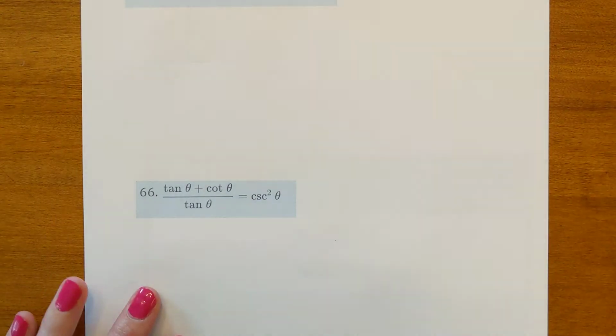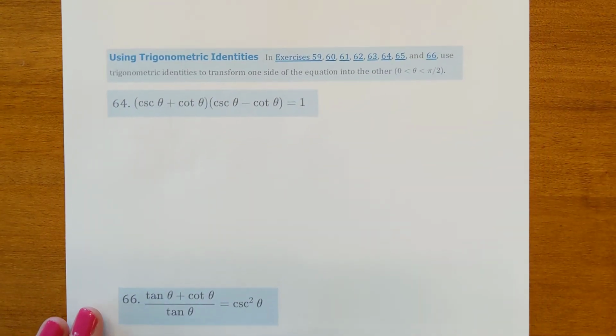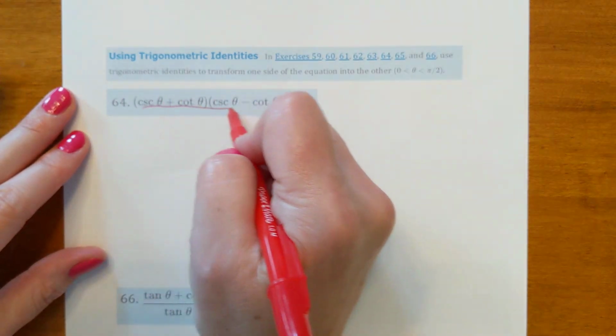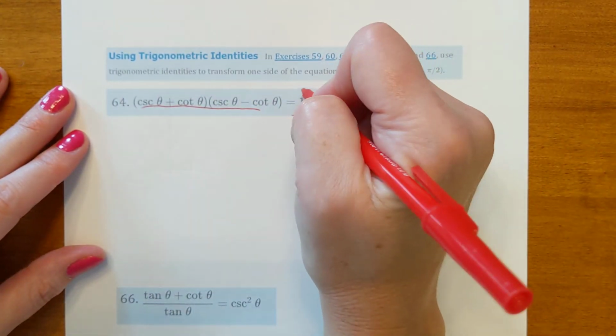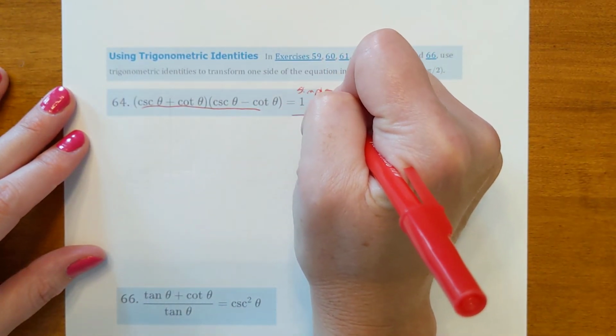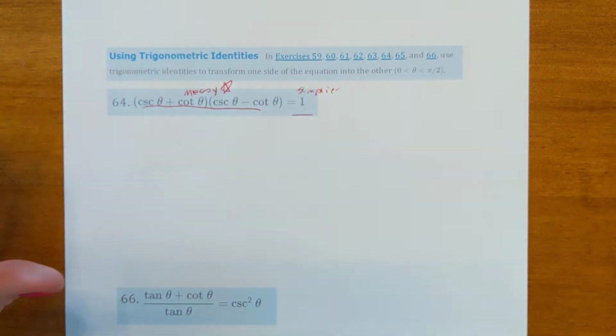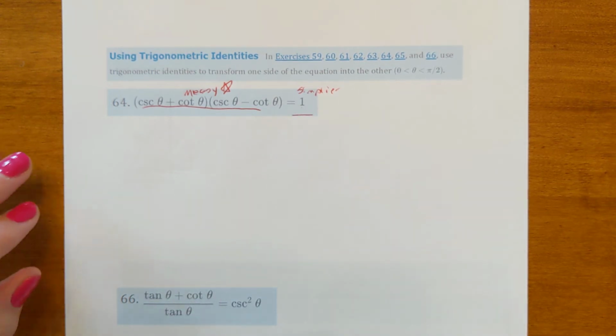All right, and then on the next page, we're going to use some trigonometric identities. Use trigonometric identities to transform one side of the equation into the other. The key on this, when you do these, is that you want to make the messy side look like the simple side. So we have two sides here, the left and the right. Obviously, this one is simpler. This one's messy. Let's clean up the messy side. We want to clean up the messy side to look like the pretty side.